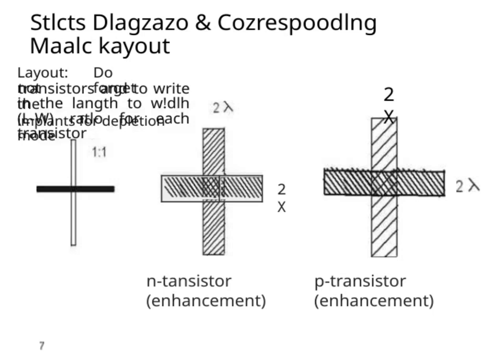Here, we focus on the layout considerations for transistors. One important point is to always remember to include implants for depletion mode transistors. This is crucial for their proper function. Another key aspect is to specify the transistor dimensions using the length-to-width ratio, or L/W ratio, which determines their electrical characteristics. For example, you might see ratios like 2:2 used to define the size of both N-type and P-type enhancement transistors. Keeping these points in mind ensures accurate and efficient circuit design.